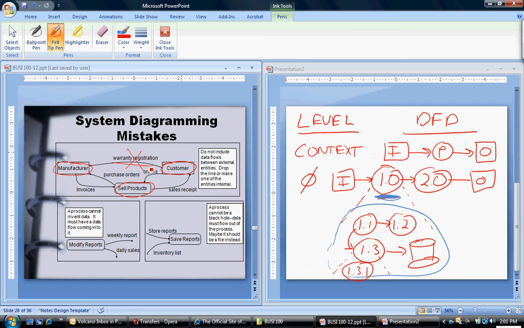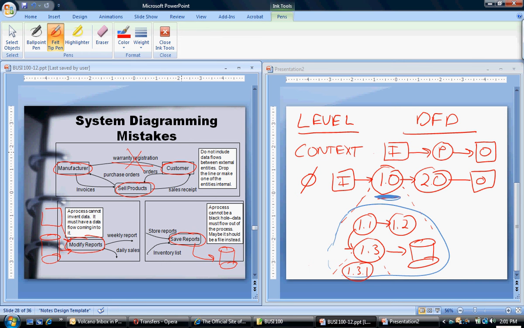Another kind of mistake is where I have a process that invents data. Modify reports down here is just inventing data. Normally what I need to have is a database out here that is providing input, or an external entity that provides input to that process. Or it could be another process as well. But generally I can't have a process invent data. Alternatively, I cannot have a process that just sucks up data, such as save reports here, becomes a black hole and doesn't do anything with it. Again, normally what I would need to do is have a database symbol out here that I'm going to save the data to.